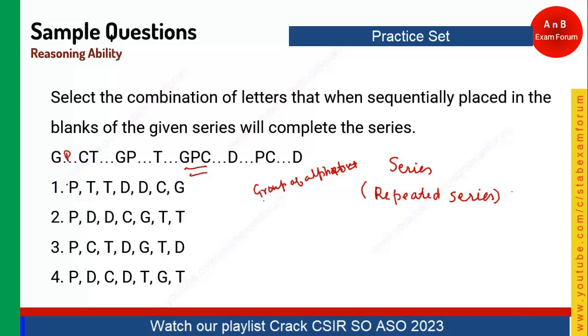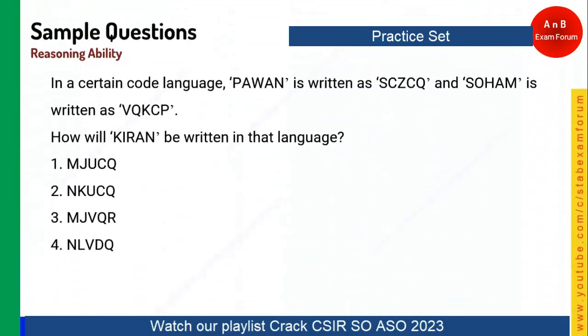All these options have P, so all are correct for the time being. After that GPC, C should come. So the third fill should have C. As you can see, only option 4 has C, so option 4 should be the right answer. So option 4 is the correct answer, student. A very simple one and a very tricky one. Yes, let's move to the next question, and your time starts now.